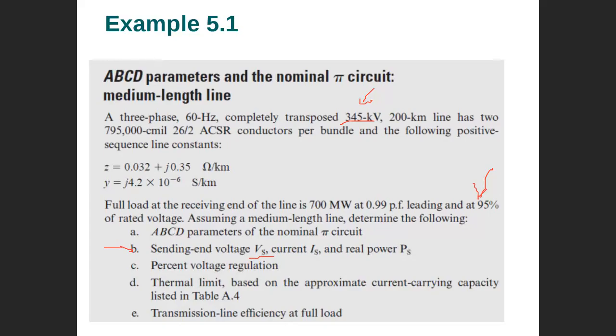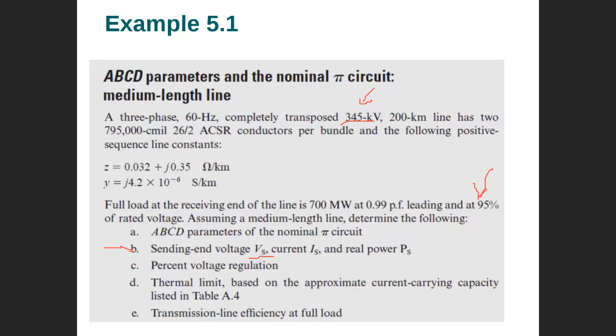I think this is a line voltage. This is what? Line to neutral. We always mention this. This terminology is very important for you as an engineer.